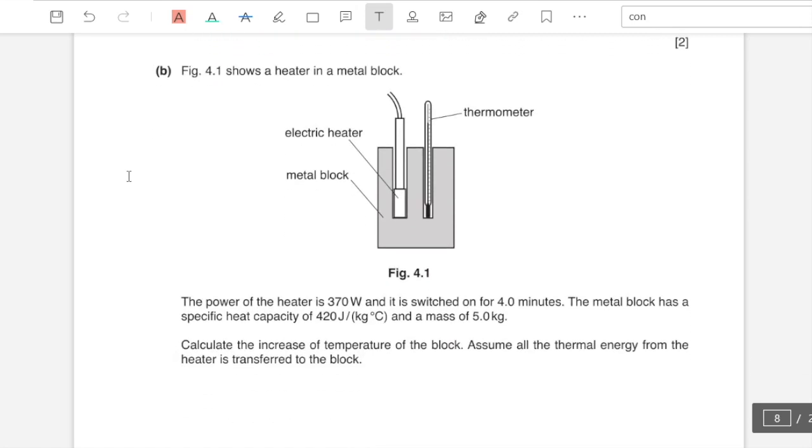B. Figure 4.1 shows a heater in a metal block. The power of the heater is 370 watts and it is switched on for 4 minutes. The metal block has a specific heat capacity of 420 joules per kilogram per degree Celsius and a mass of 5 kg. Calculate the increase of temperature of the block. Assume all the thermal energy from the heater is transferred to the block.